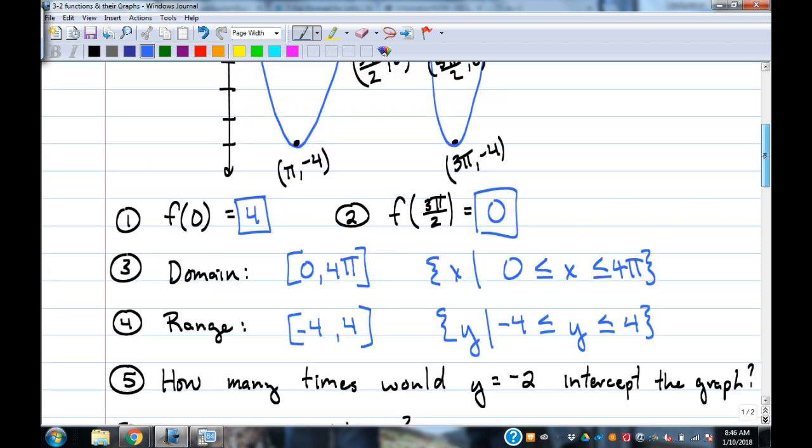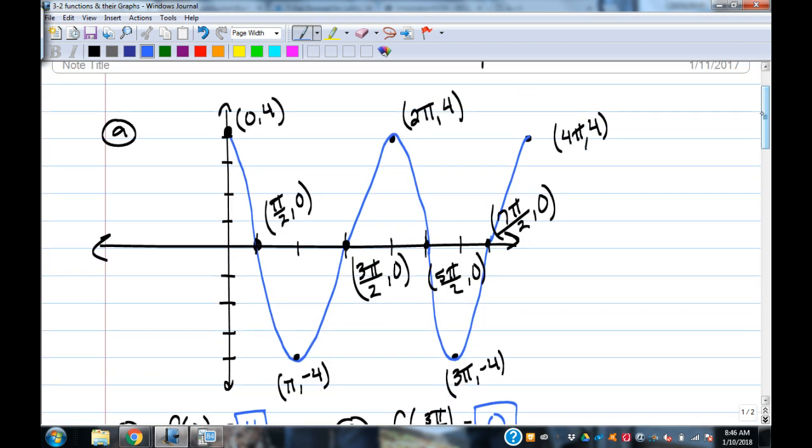Y equals -2. It's saying how many times would that intercept the graph? So it must be talking about y equals -2 as a line. Where is y equals -2 as a line? It's not drawn there, is it? Where would it be if we did draw it? Yeah, horizontal line straight across right here at -2, right? You can go down to -2 on the y-axis, draw a line straight across.